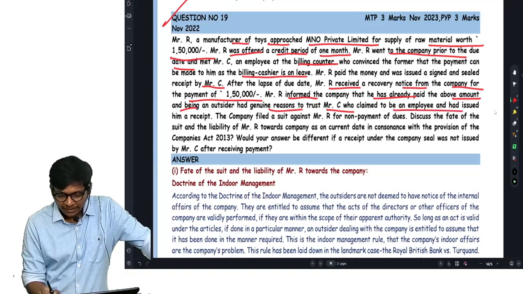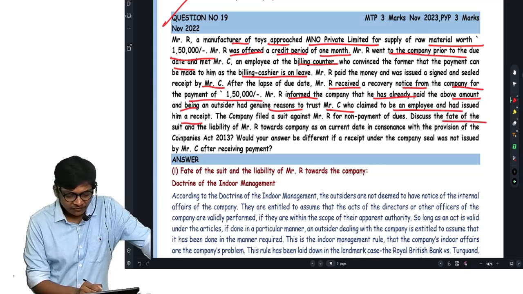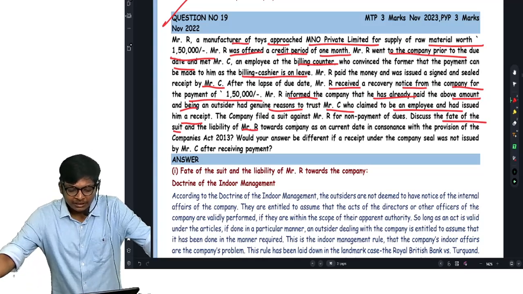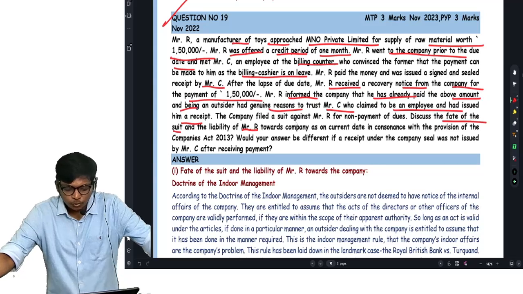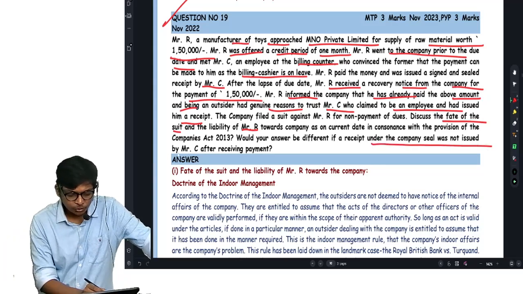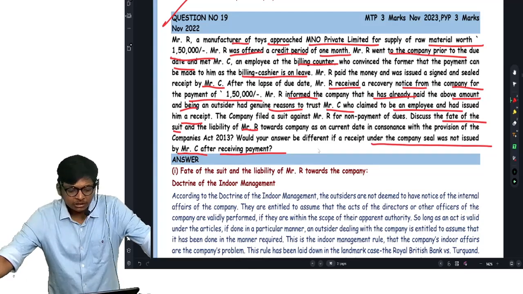C, who claimed to be an employee, had issued him a receipt. Company filed a suit against R for non-payment. Discuss the fate of the suit and liability of R towards company as on current date with the provisions of Companies Act. Would your answer be different if receipt under the company seal was not issued by C after receiving payment? What is the question basically?